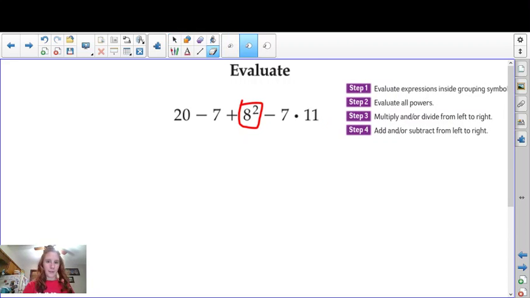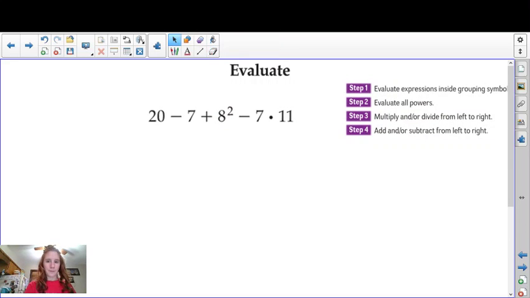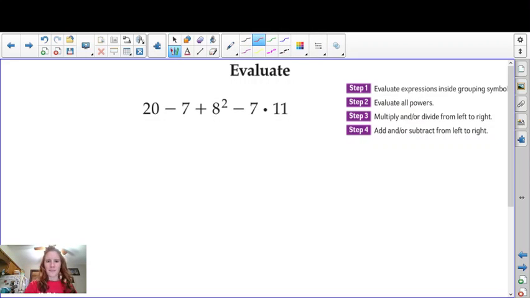I need to scooch a little bit. Sometimes I come up with this idea as I'm going, I'm like, ooh, that would be a neat idea. So I didn't think about it at first. So we're evaluating inside groupings done. We don't have any. We're doing our powers, so 8 squared.